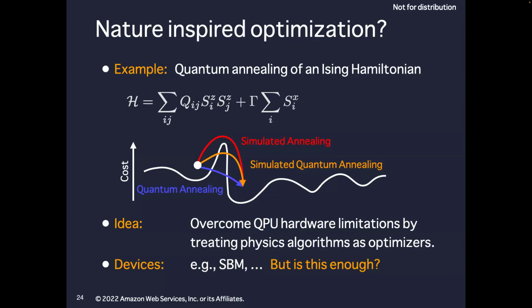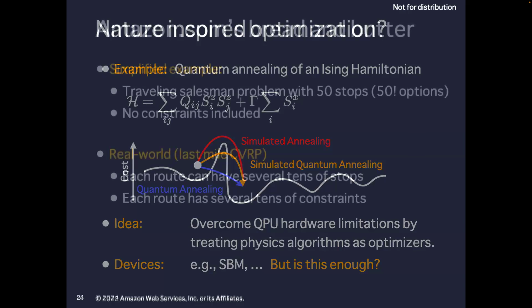So the idea that we had, and this is a while back, is to overcome these QPU limitations by treating physics algorithms as optimizers. And there are other modalities. For example, there are coherent Ising machines. There is the Toshiba simulated bifurcation machine, the SBM, where you can basically use other types of optimization tools to actually look at QUBOs more effectively.